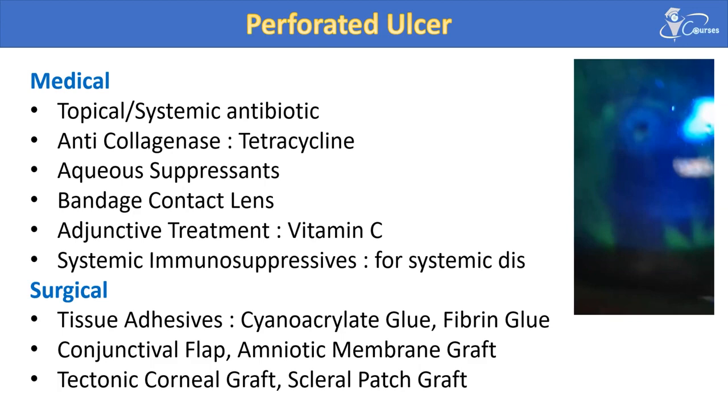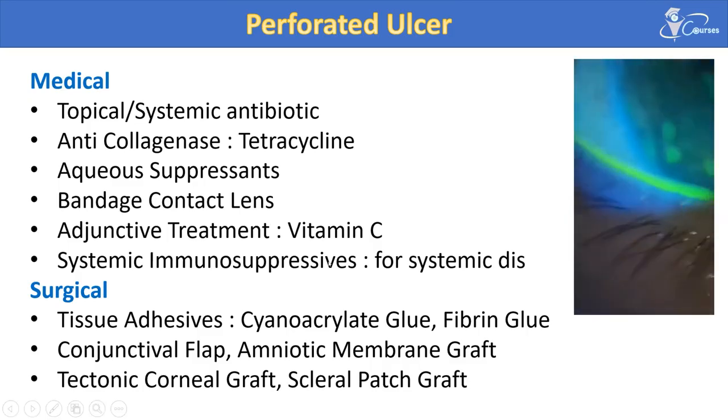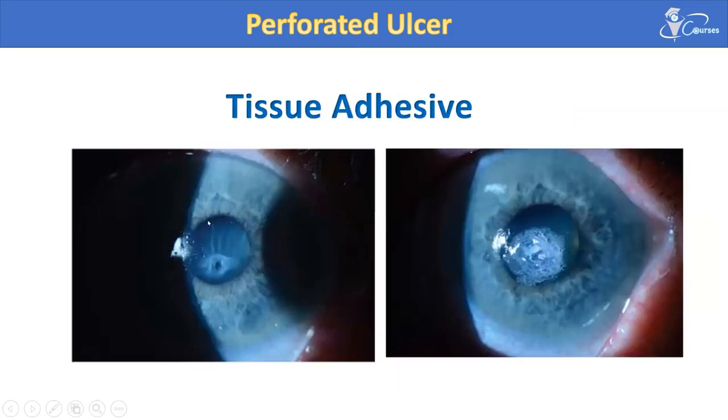And for the ulcers that are very large and will not respond to these kinds of treatment, there will be the tectonic graft and the scleral patch graft. So let's check the first one, which is the tissue adhesive. Here is the tissue adhesive. You can see that there is a small ulcer, or small perforation, here. And then we applied a tissue adhesive. This can be what's called cyanoacrylate.